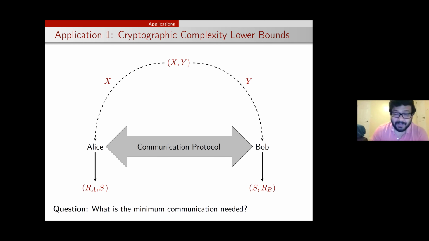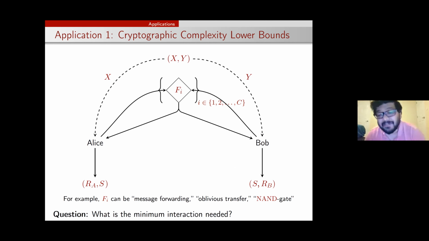In fact, we can do something more. Suppose Alice and Bob have access to secure computation boxes. So these can help you compute message forwarding functions, oblivious transfer, NAND gate, any other form of Boolean gates, for example. And again, the entire transcript can be simulated by the Genie. So the minimum interaction needed to achieve this objective of agreeing on shared key and obtaining independent private randomness is lower bounded by the original application scenario that we saw. So these are the applications to cryptographic complexity of the original problem that we studied.